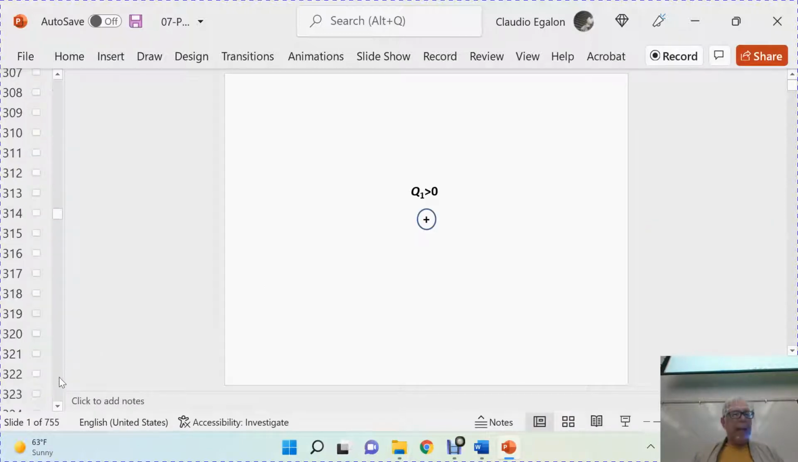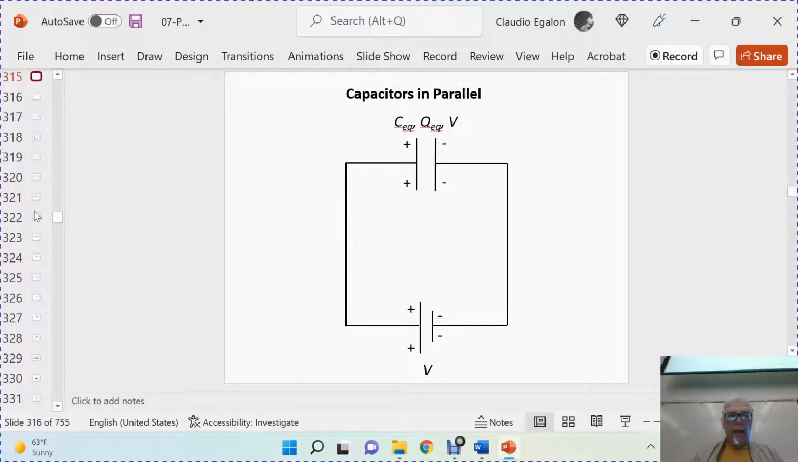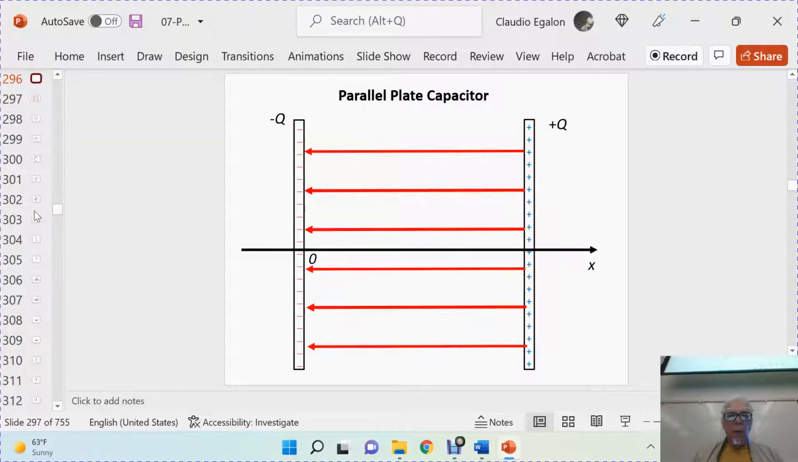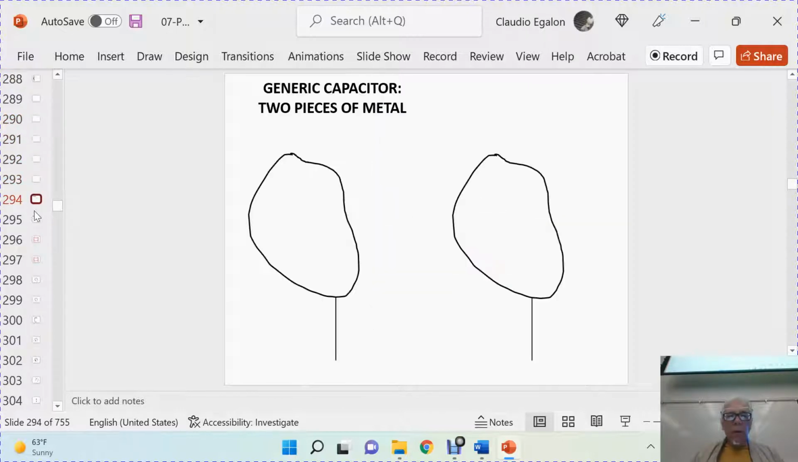The most generic capacitor looks something like that. The most generic capacitor is just two pieces of metal. That's what it is. Okay?